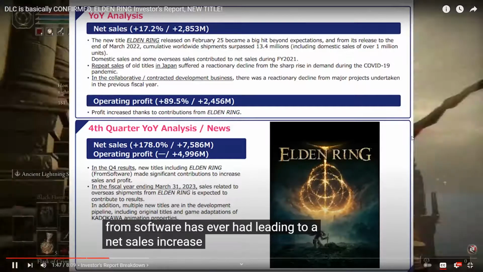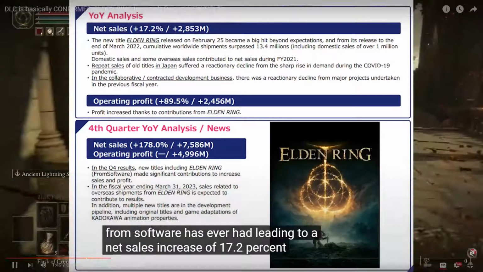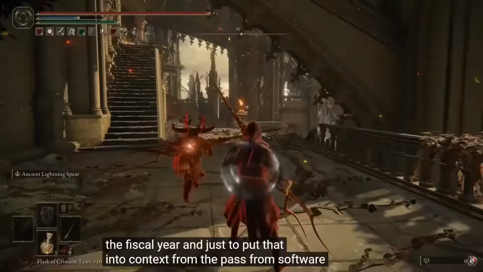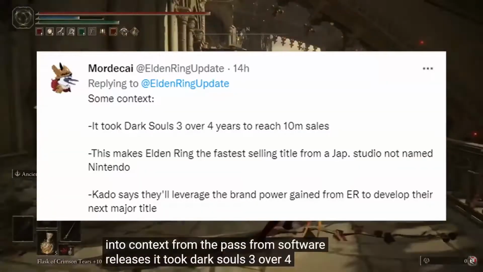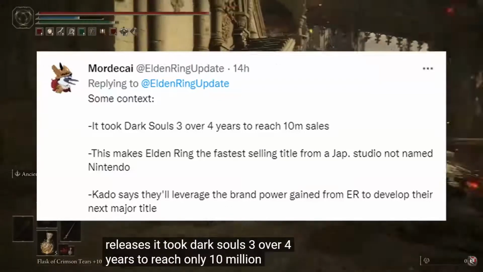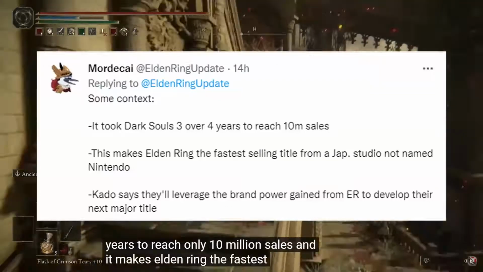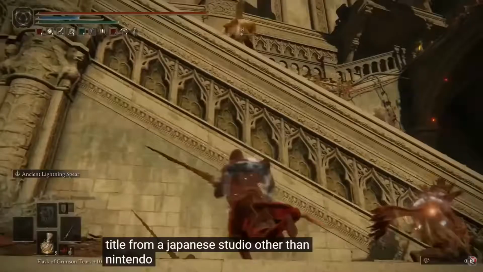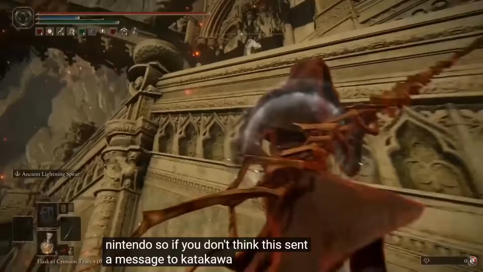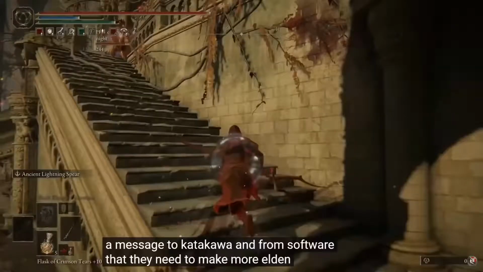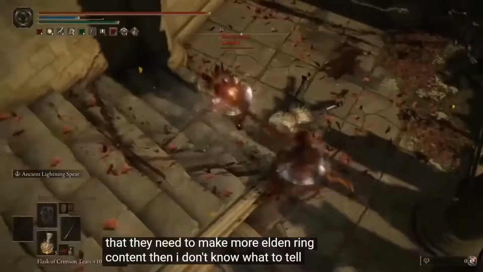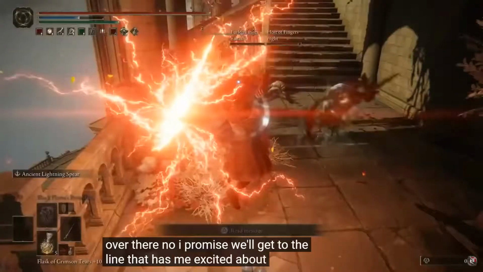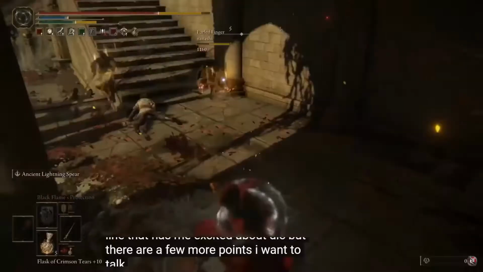Leading to a net sales increase of 17.2% for the fiscal year. And just to put that into context with the past From Software releases, it took Dark Souls 3 over 4 years to reach only 10 million sales. And it makes Elden Ring the fastest selling title from a Japanese studio other than Nintendo. So if you don't think this sent a message to Kadokawa and From Software that they need to make more Elden Ring content, then I don't know what to tell you. They were probably throwing a party over there. No, I promise we'll get to the line that has me excited about DLC, but there are a few more points I want to talk about in this.